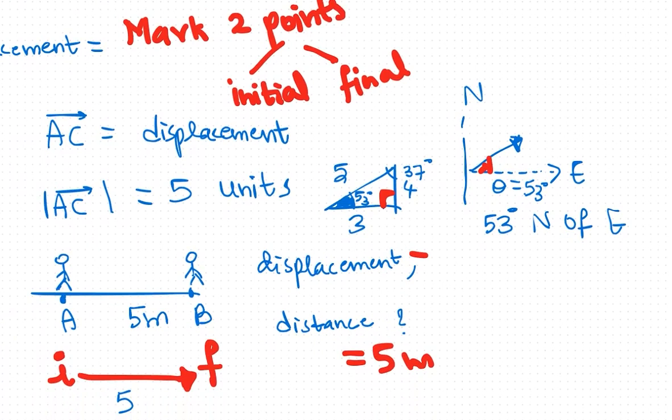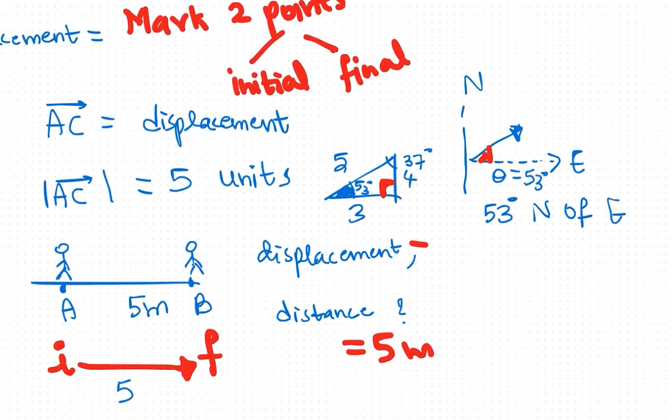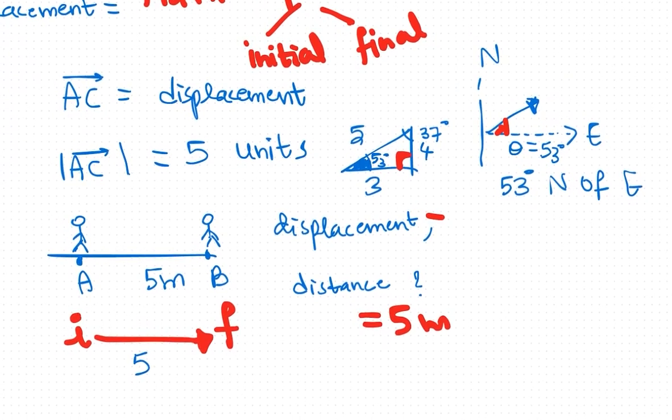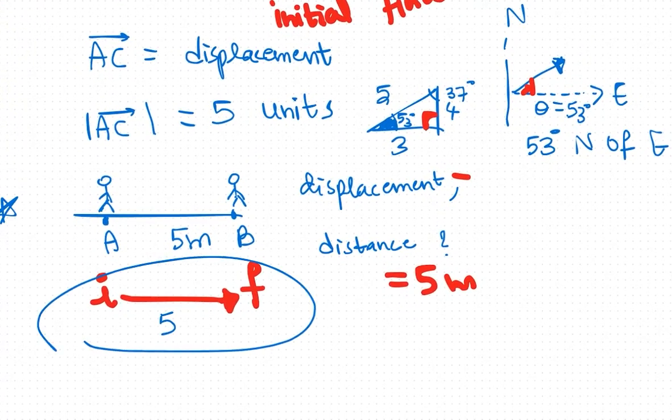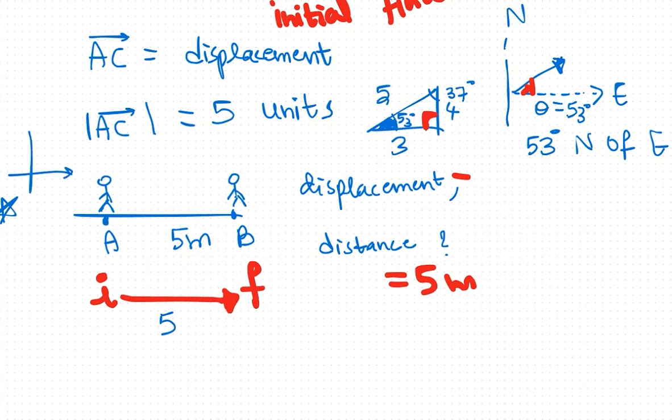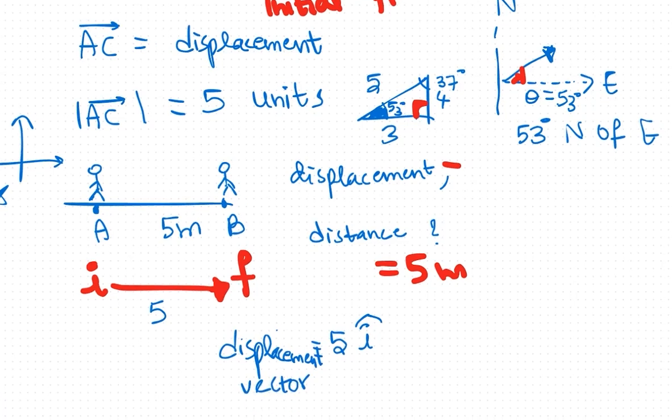But then in the diagram, if it's just going straight, how do you know the direction? So you define a coordinate axis like this. So it's in what direction? East. If you want to write it in vector form, you can write 5 I cap as the displacement vector. Any doubts? 5 I cap.